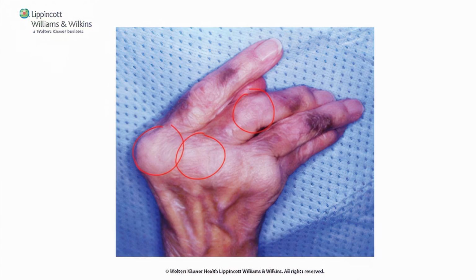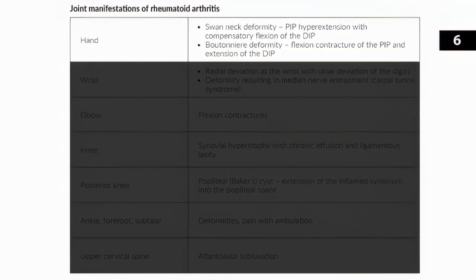Also know that the inflammatory pannus can erode the articular cartilage. Take a look in your study guide at the joints that could potentially be affected by rheumatoid arthritis. Starting with the hand, there can be swan neck deformities and/or boutonniere deformities. In swan neck deformity, there is PIP hyperextension with compensatory flexion of the DIP. In boutonniere deformity, there is flexion contracture of the PIP and extension of the DIP.